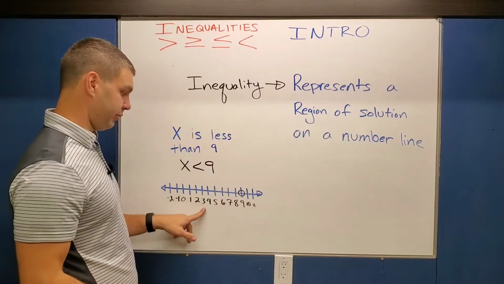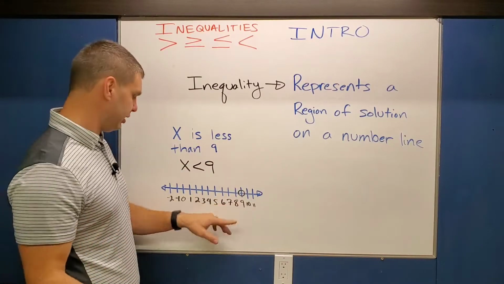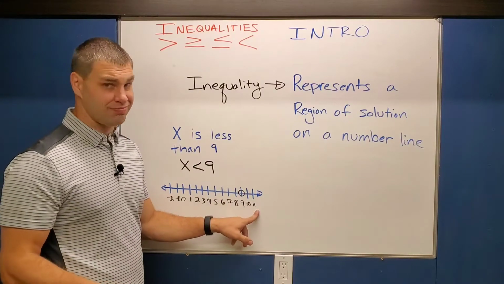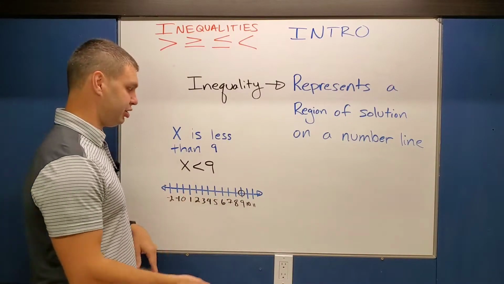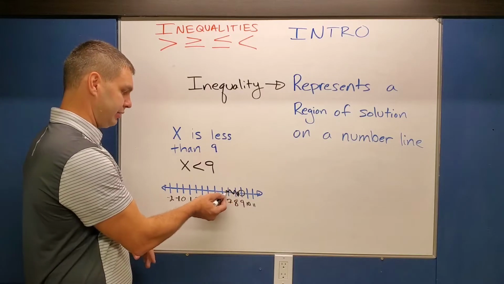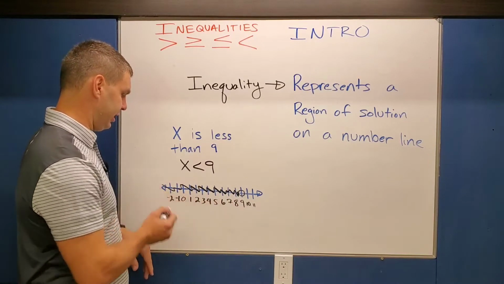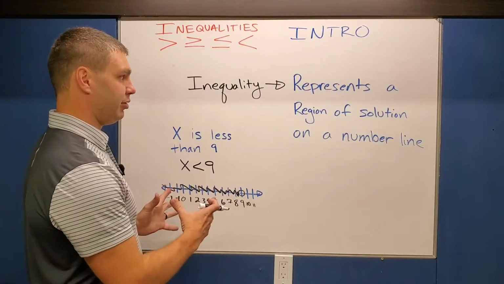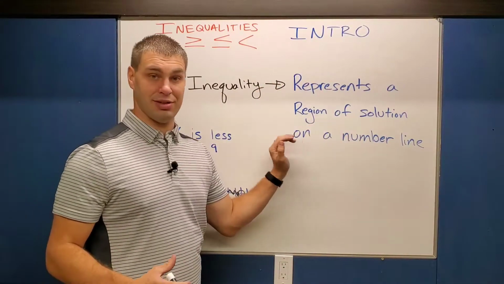So for example, 3 is less than 9, that would work. So that's going to be included. -2 is less than 9, that would work. 11, not less than 9. So that one's not going to get shaded. Everything that is less than 9 on our number line is going to get shaded, and that region that's shaded is going to represent that region of numbers on the number line.